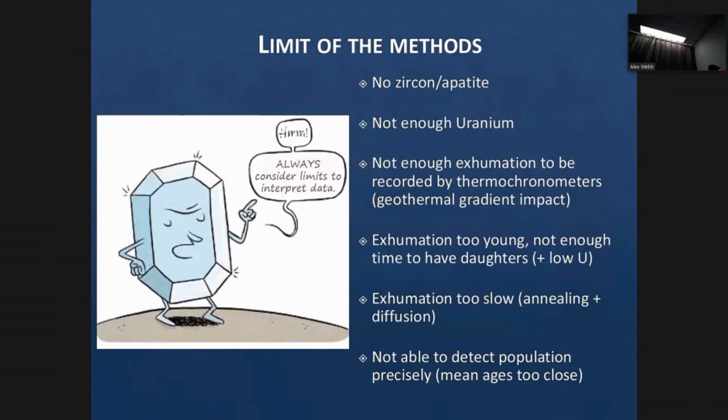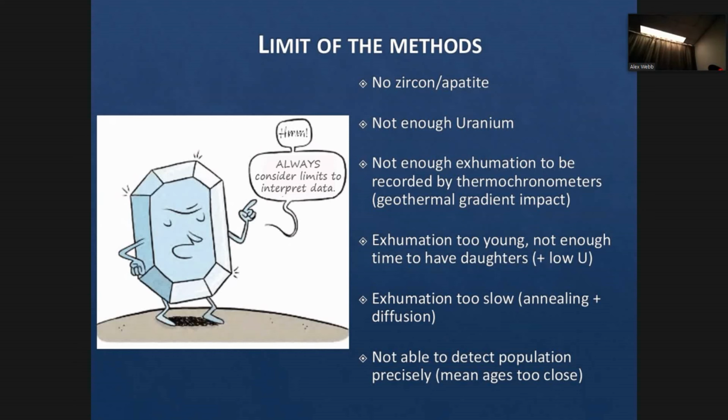As with every method, we have limitations. The first limitation: in some rocks, you have no zircon, no apatite, so you cannot do anything, because the lowest thermochronometers are with zircon and apatite. Sometimes you don't have enough uranium. Himalaya is okay, Mongolia for what I saw is okay, but if you work in Patagonia and Andes, there's very little uranium, so sometimes it's hard to get an age.